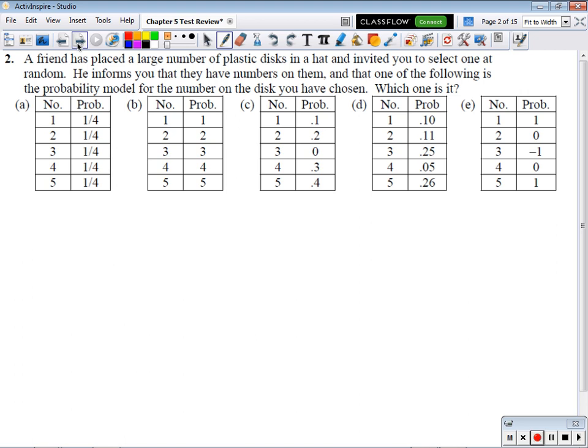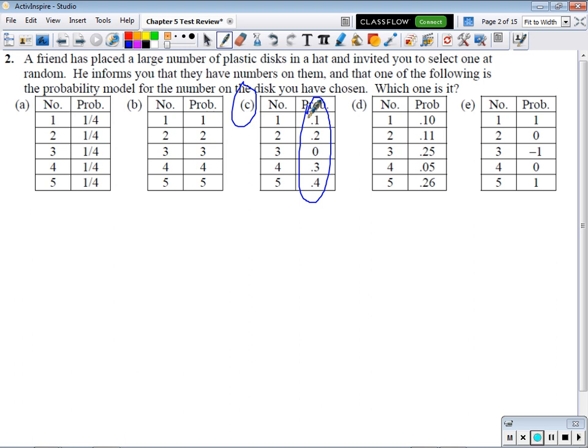Which one is it? So remember that for it to be a true probability model, it needs to list all possible outcomes and list the probabilities for each of those outcomes, and the sum of those probabilities has to equal 1. So the answer to this question is C, because if you add the following probabilities together here, 0.1, 0.2, 0, 0.3, and 0.4, that's the only probability model that equals 1.